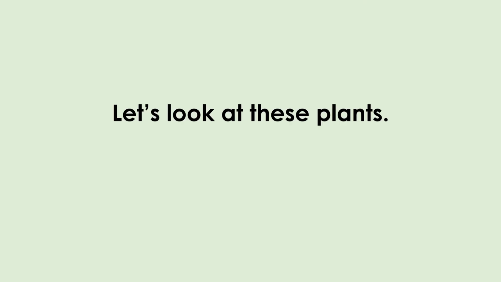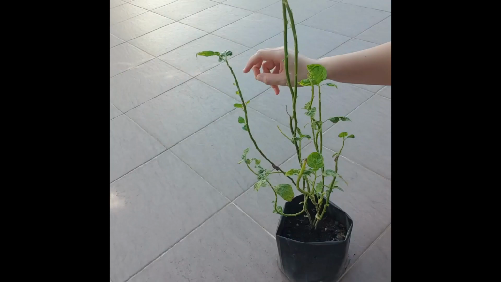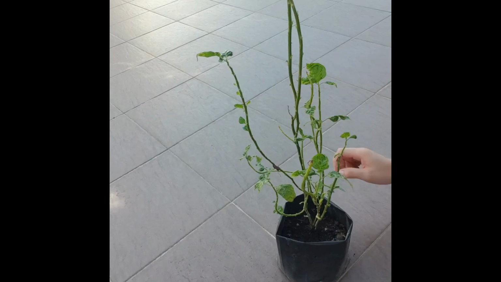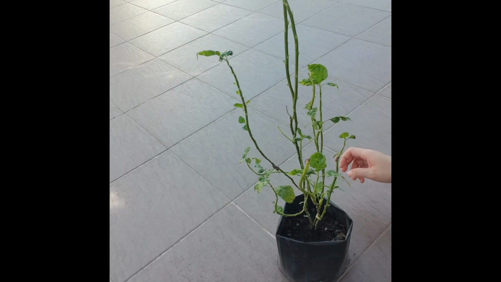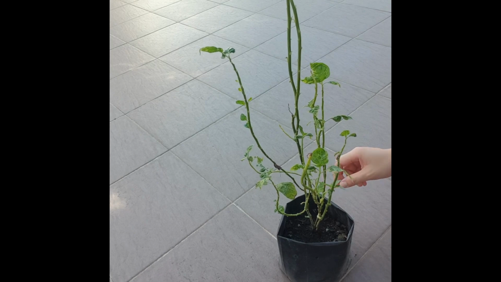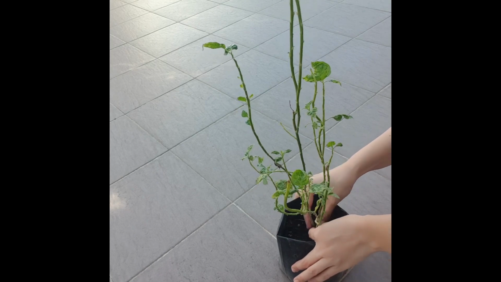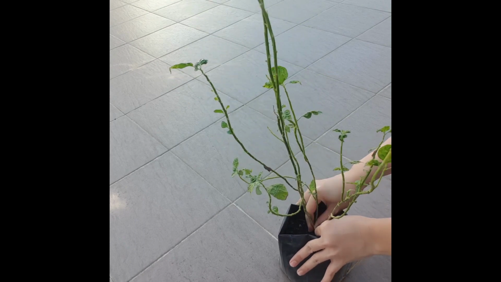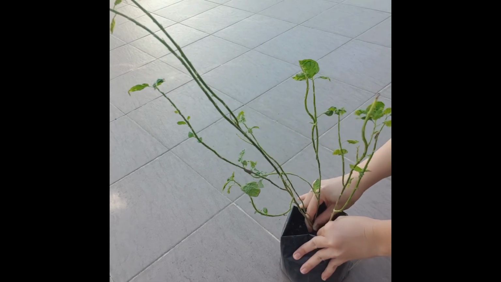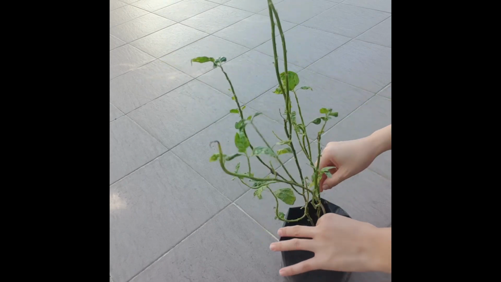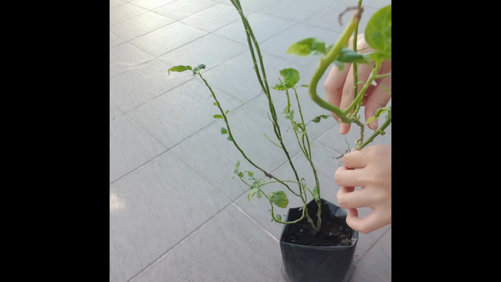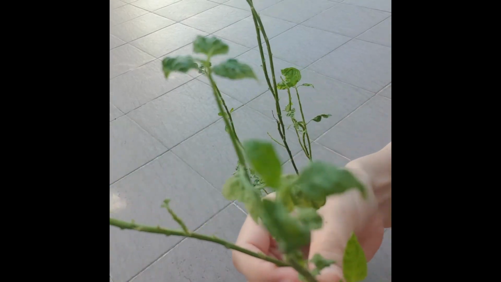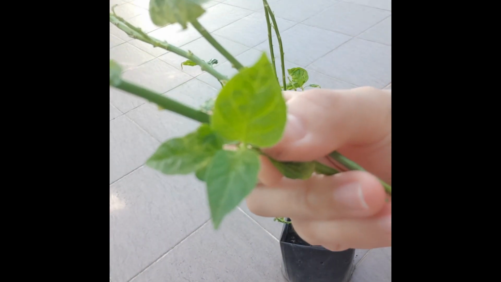Now, let us look at these plants. Let us look at this plant. This is chili. This is chili plant. Now, teacher will take out one of the plant. Alright, get it. Look at the leaf. Can you see the leaf?